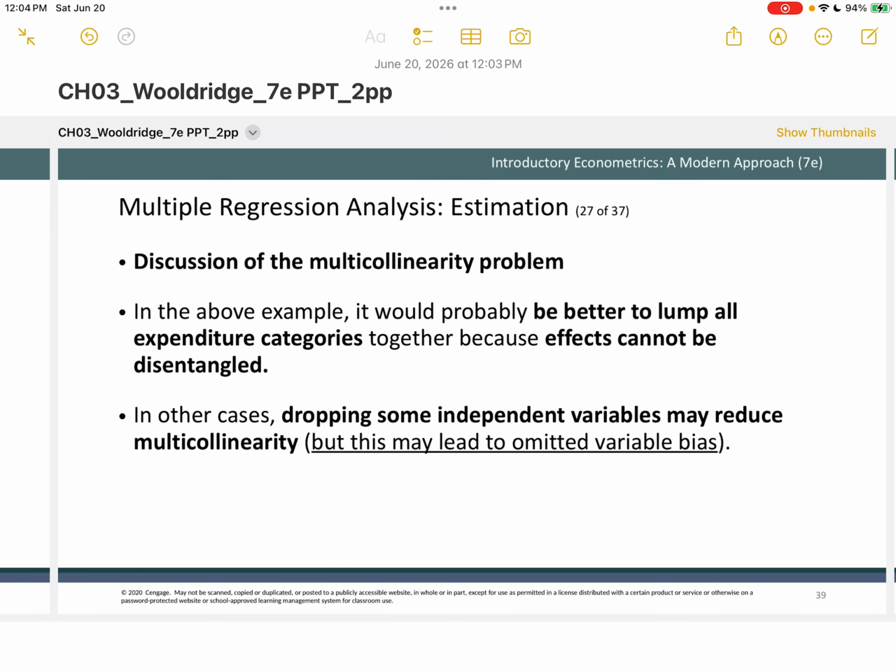And someone may think, wait, maybe we could drop some. Well, sure, but you can drop some to reduce the multicollinearity, but then you may fall into an omitted variable bias issue.